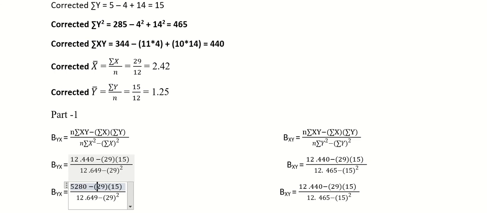5280 minus 29 into 15 is 4845. 4845 divided by 12 into 649 is 7788. 7788 minus 29's square is 841. Now 29 into 15 is 435, not 484.